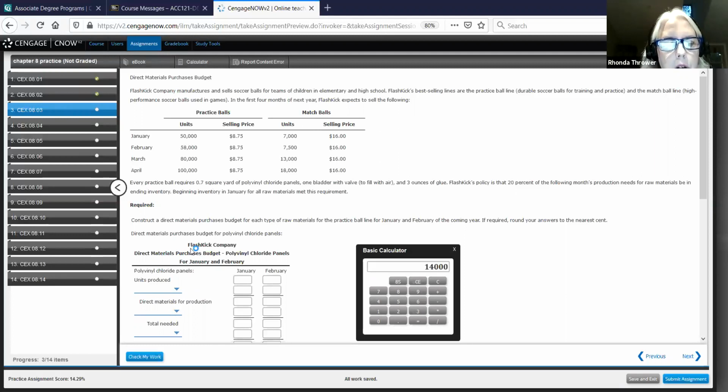This is additional information that you need in a direct materials purchases budget. Obviously, you're going to need to know how many materials that you're going to need to buy. And so this additional information helps us when we're getting ready to fill this in. So you notice here that they've started with the units produced. And this is the direct materials purchases budget for polyvinyl chloride panels. So they continued on with the previous. So that must be some kind of vinyl for the balls that they're using as the materials.